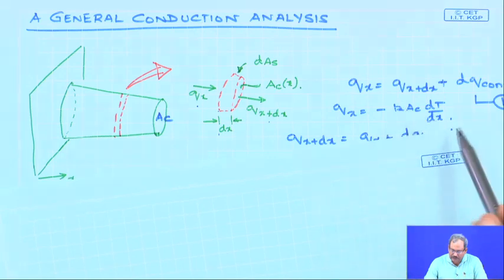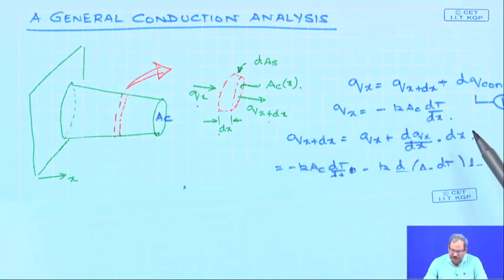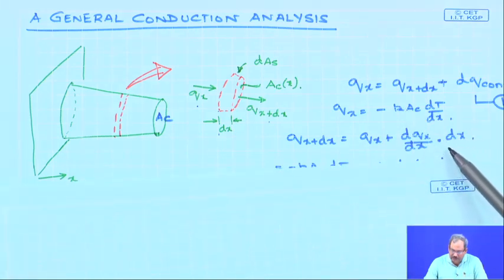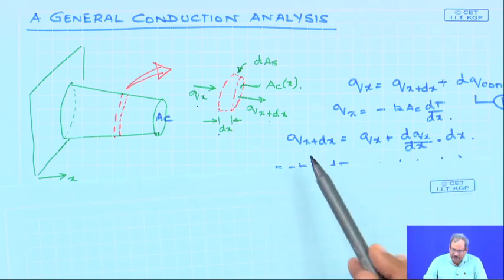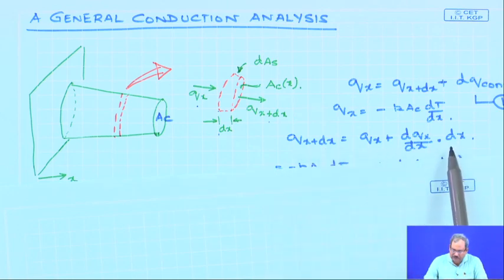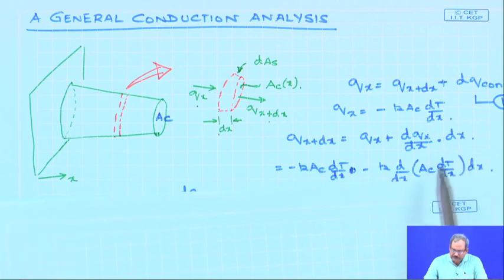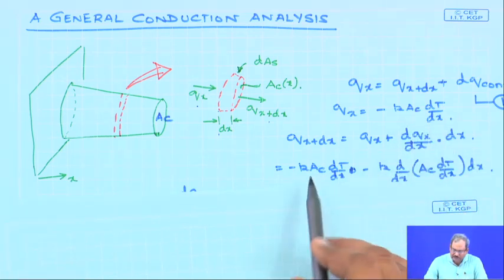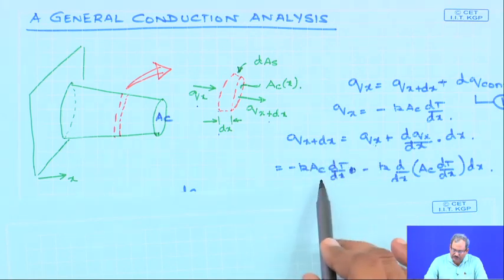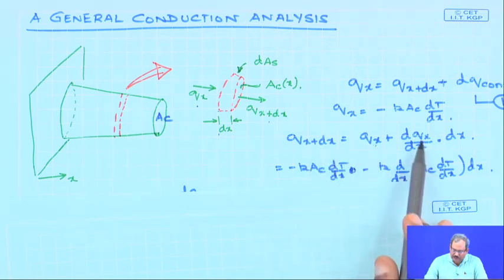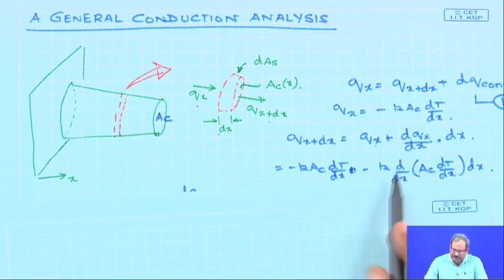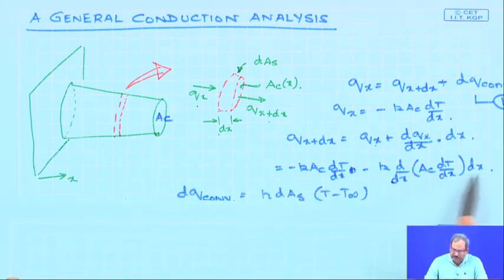So, using a Taylor series expansion of Qx and neglecting higher order terms, I can write that Qx plus dx in this specific form, and therefore, when you expand this, Qx is simply Fourier's law and dQx/dx is simply d/dx of this entire thing. So, this is the heat that comes in by conduction, this is the heat that goes out by conduction.